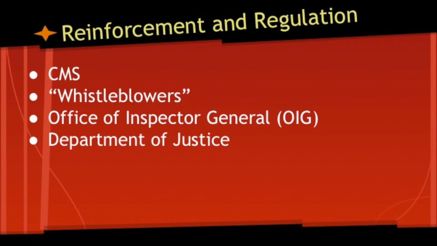The Stark Law is primarily regulated by the Center for Medicare and Medicaid Services. Additionally, it is partially regulated by whistleblowers, the Office of Inspector General, and the DOJ. An example of a whistleblower is an office worker who reports a physician to CMS for violating the Stark Law. The OIG can seek civil or monetary penalties or prevent providers from participating in federal healthcare programs. If the OIG suspects fraud upon investigation, the OIG can refer cases to the Department of Justice.